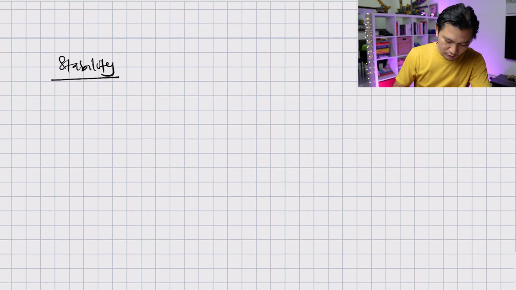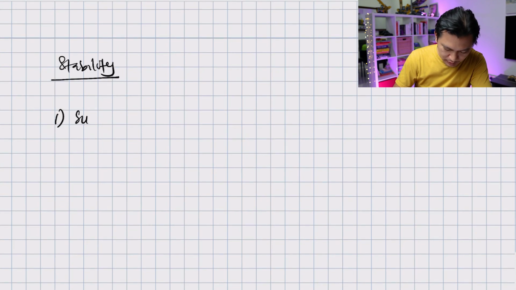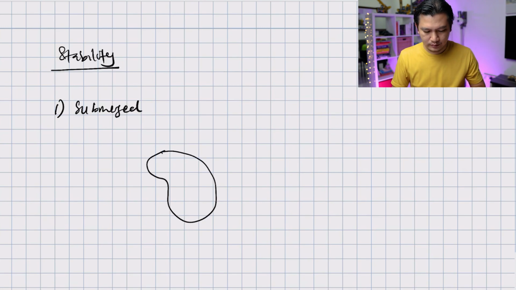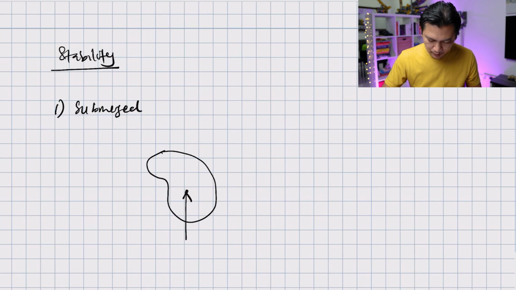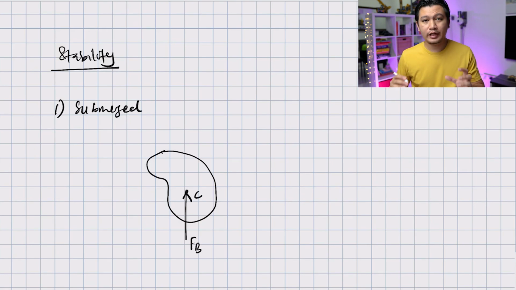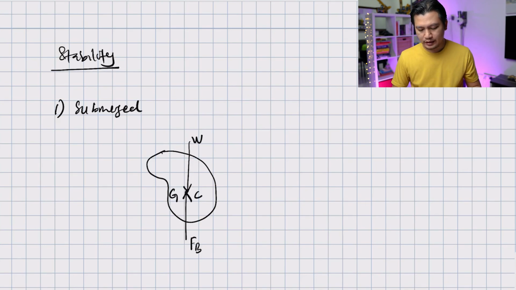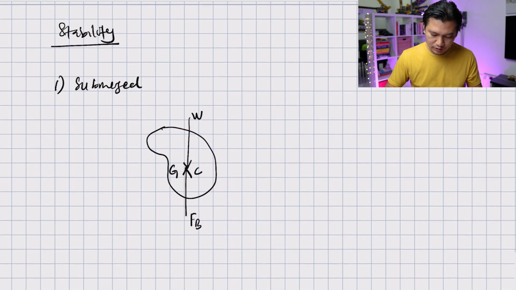Now, before we go to the floating object, let's take a look at the object that is submerged underwater. So first, for submerged cases, let's say the object looks like this, where you have the buoyancy force that acts on the centroid of the object, and I'm going to call this C. And also that object has a center of gravity that is exactly the same as the center of buoyancy. So let's say this is the G, and this is the weight of the object. If this is the case, then this is called neutral.